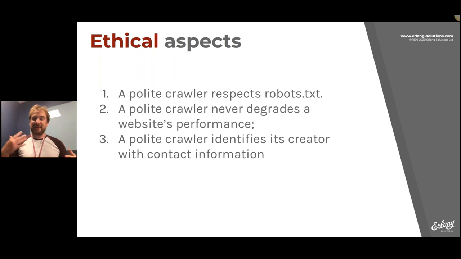A polite crawler never brings down a website, so you should be really accurate. If you are seeing a performance degradation, you should slow down, and you should be meaningful. You should pick a good concurrency. Most of the time, you are not going to extract data from Amazon, so you should pick a number of requests in such an amount that will not bring people down.